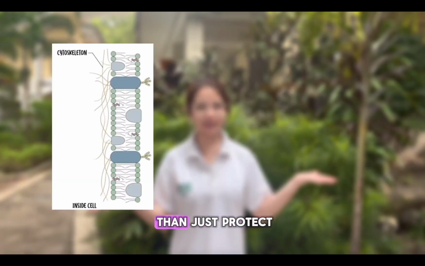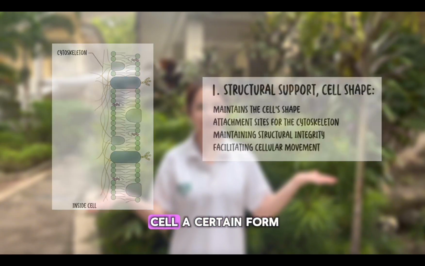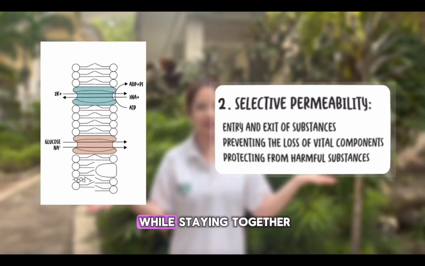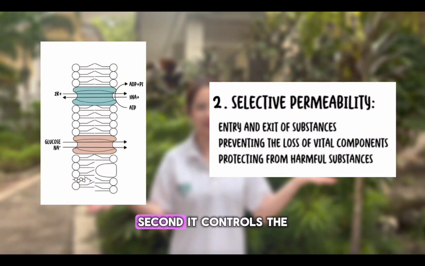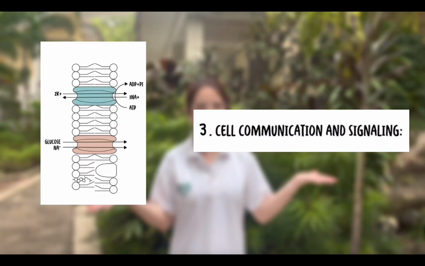But it does more than just protect. First, the membrane helps the cell maintain its shape and structure. While it's flexible, it still gives the cell a certain form while staying together. Second, it controls the movement of substances in and out of the cell. This includes oxygen, nutrients like glucose, and waste products like carbon dioxide or urea. This process is essential for the cell's survival and function.